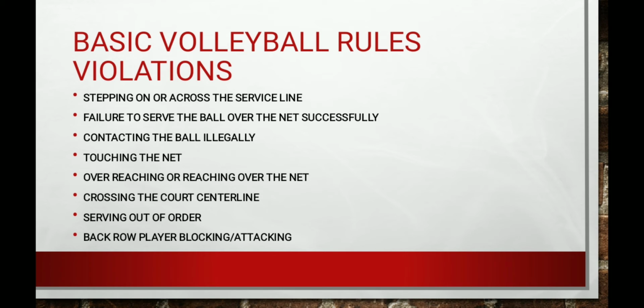Back row player blocking when at the moment of contact, the back row player is near the net and has part of his or her body above the top of the net. It is an illegal block. Back row player attacking a ball inside the front zone or the area inside the 10-foot line when at the moment of contact the ball is completely above the net. It is an illegal attack.